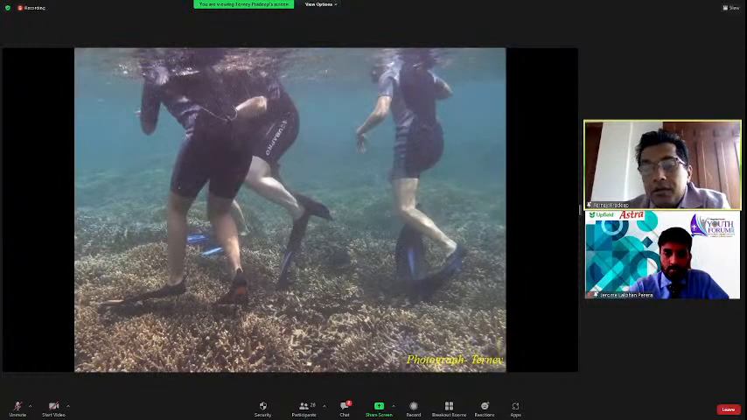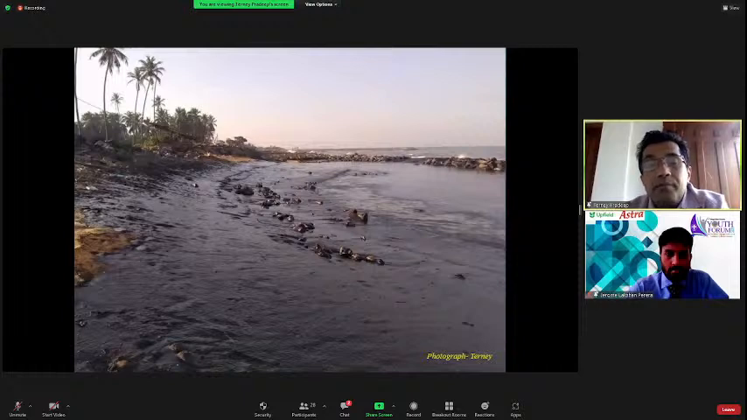And tourists walk on corals, right? Really unsustainable. Then pollution, liquid pollution. This is oil pollution happening in Dikkovita, this area.